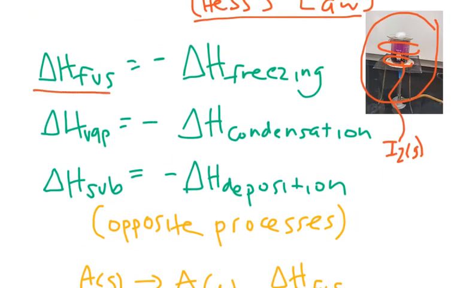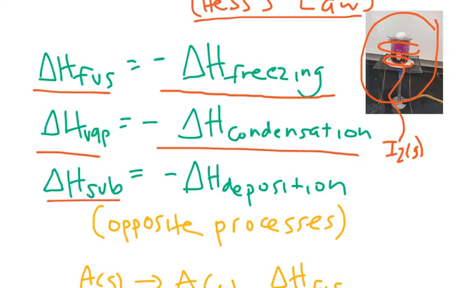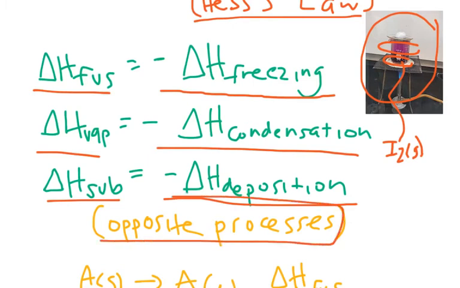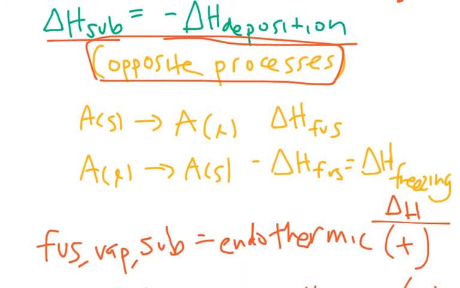The deltaH of fusion is equal to the negative of the deltaH of freezing. The deltaH of vaporization is a negative of deltaH of condensation, and the deltaH of sublimation is a negative of the deltaH of deposition. Now, the reason why they're negations of each other is because they are opposite processes, and I could prove this right here.